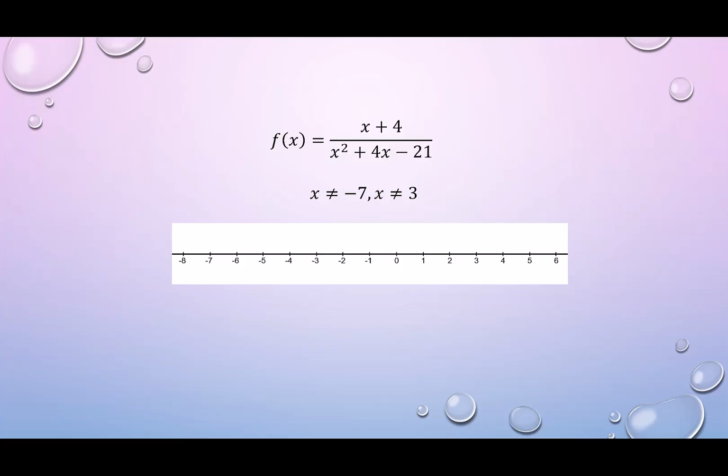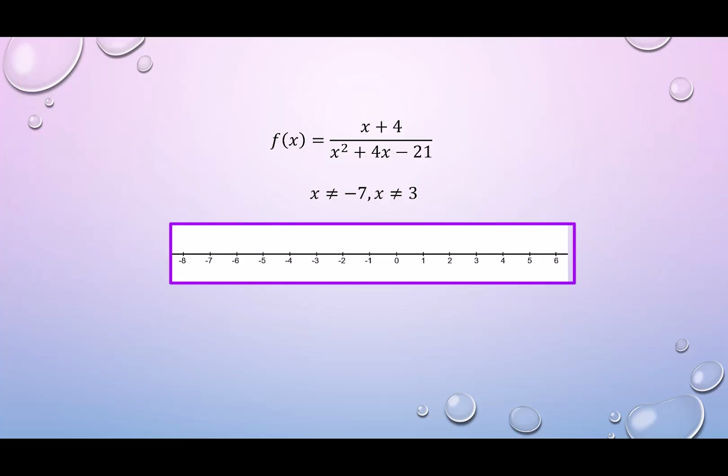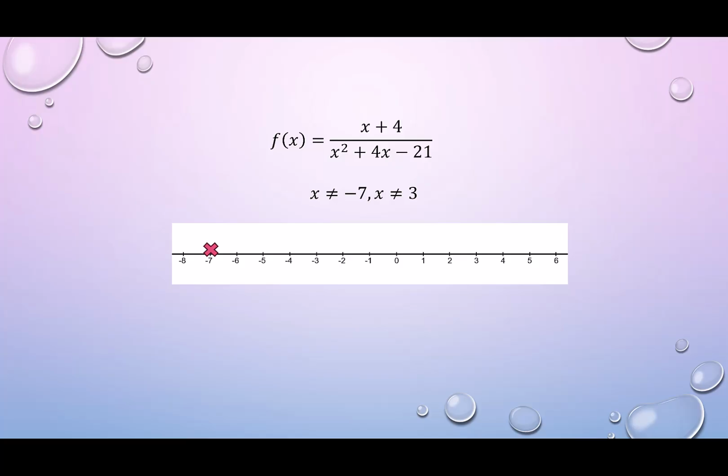To help us visualize the domain, I put in a real number line. Let's mark these two numbers that we can't have. We can't have negative 7, we can't have 3. Now we want to look at what's left over. We can have anything less than negative 7, we can have anything between negative 7 and 3, and we can have anything greater than 3.